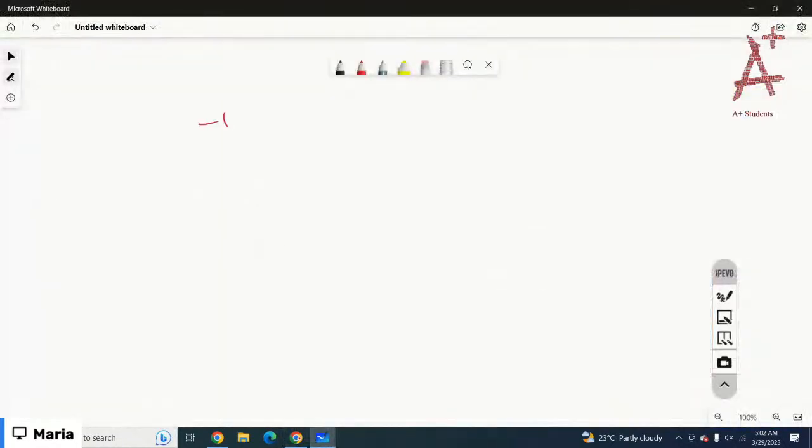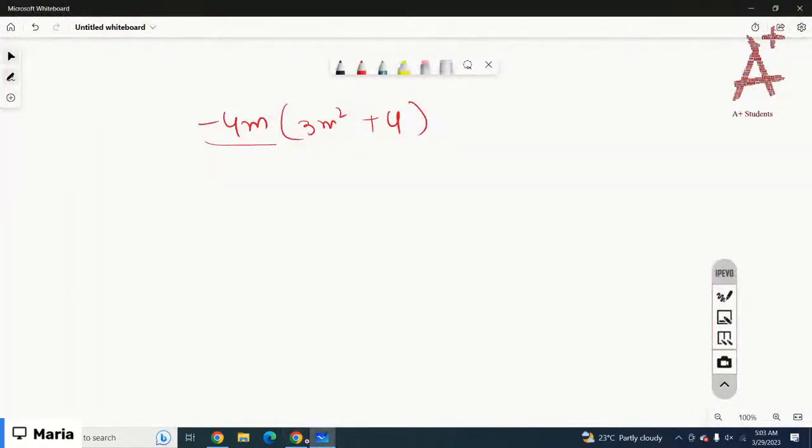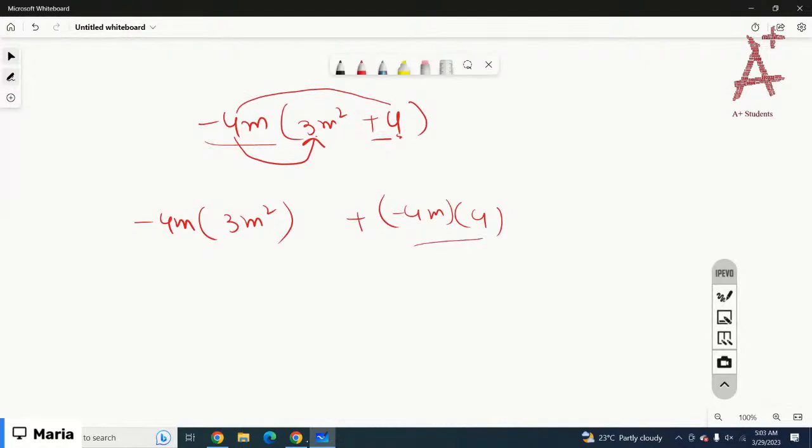Negative 4m, 3m square and plus 4. So basically we have to multiply the negative 4m outside the bracket with both the polynomials inside the bracket. First of all, you have to multiply negative 4m to 3m square. You need to do negative 4m times 3m square. Then this is the plus sign. You have to multiply the negative 4m to this 4. Got it? You need to multiply negative 4m to 3m square, and same thing you need to multiply negative 4m times to 4. Got it?